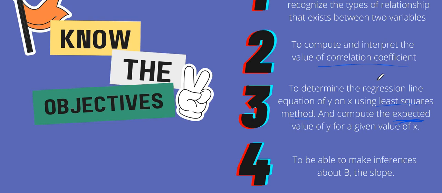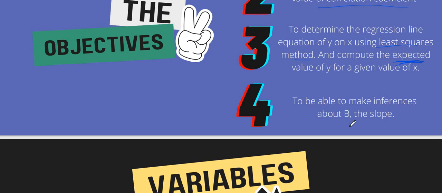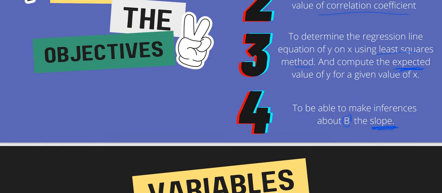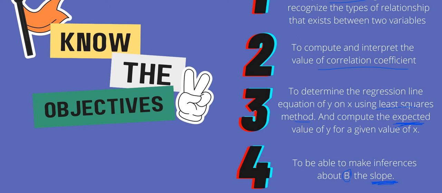For objective number 4, you will be able to make inferences about B. B here is the slope. Later you will see. What is meant by slope? Slope is the gradient, or in Malay we call it kecerunan. Gradient and slope. So there are 4 objectives, and as I said just now, I will cover only objective number 1 and objective number 2 in this video.